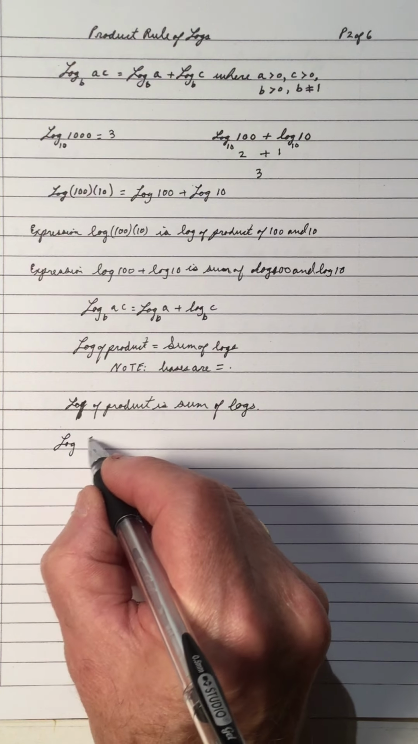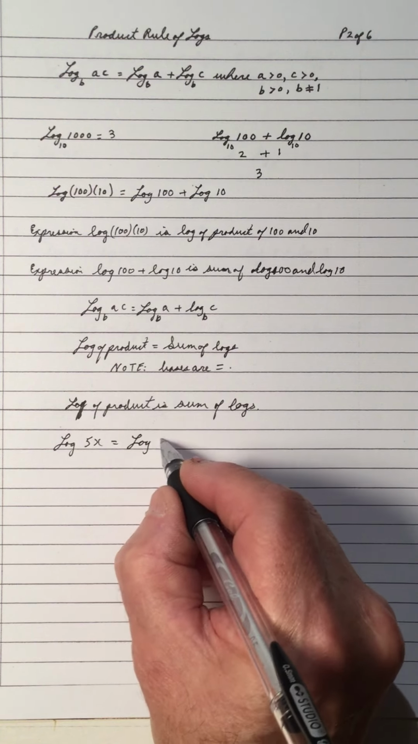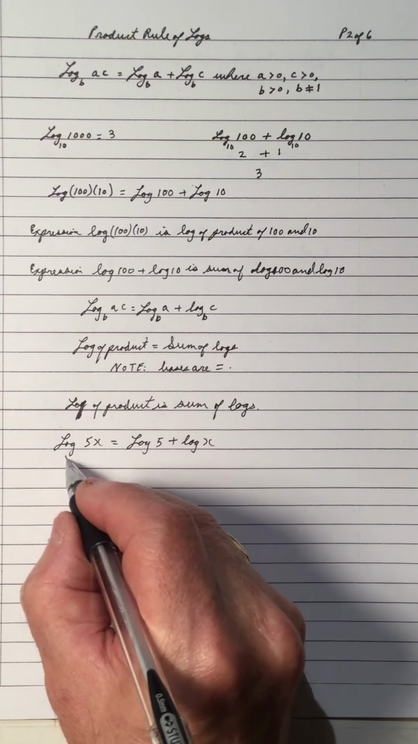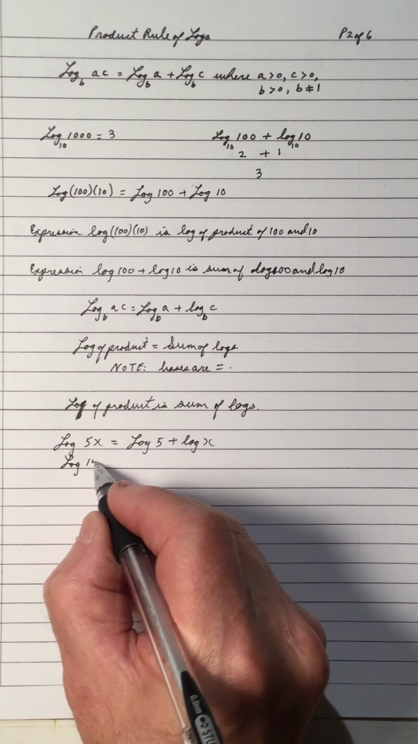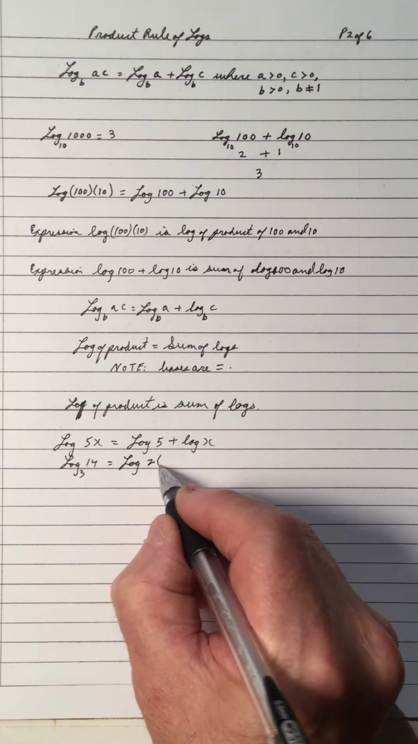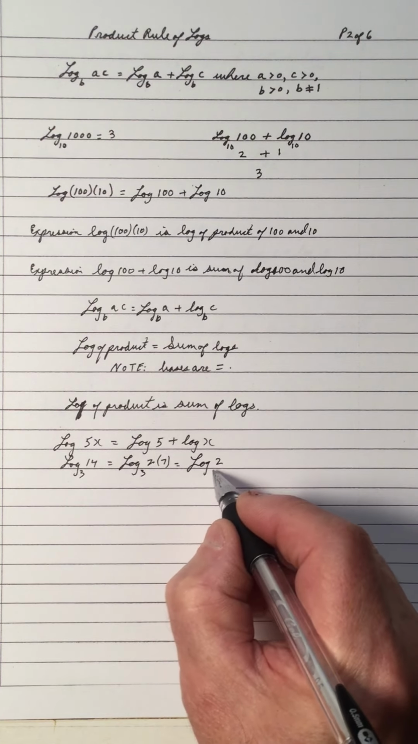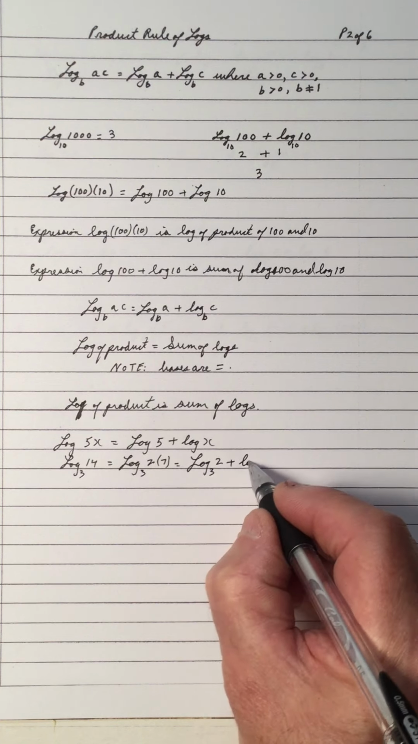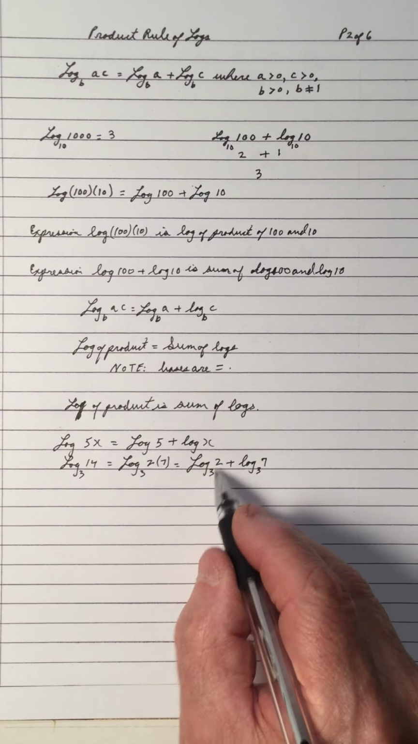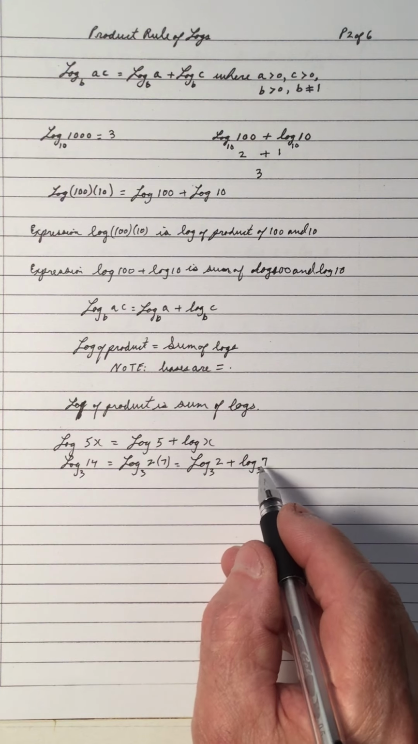What about if we have the log of 5x? Well, 5 times x is a product, so that's the log of 5 plus the log of x. And the log of 14 base 3, and 14 can be expressed as a product of 2 times 7, base 3. So that's the log of 2 base 3 plus the log of 7 base 3, because 14 is 2 times 7. Notice the bases are the same, so these are base 3's.